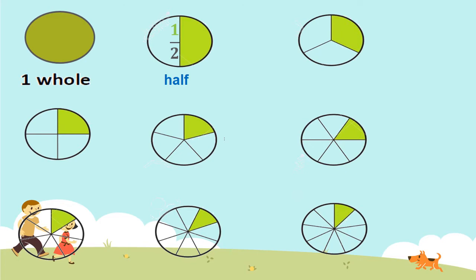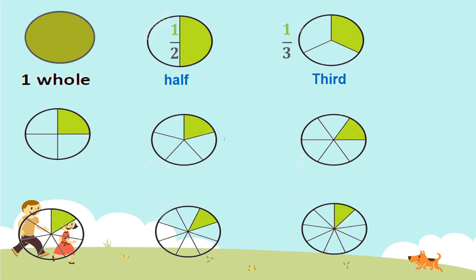Okay, we write the number of shaded parts up and the number of total parts down, like this. Look here, it's 1 over 3 because we divide this circle into 3 equal parts and the shaded part is only 1. And 1 over 3 is called a third. Called what? A third. So now we have one whole, the whole circle, and a half and a third.